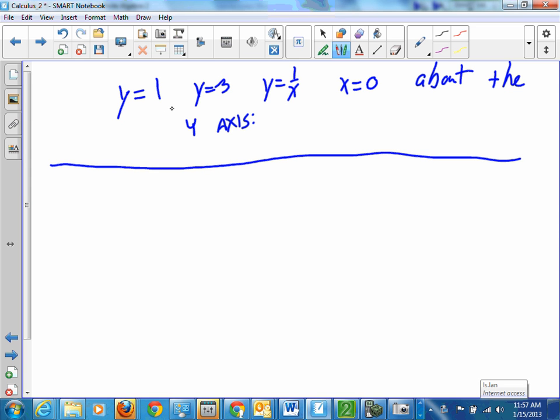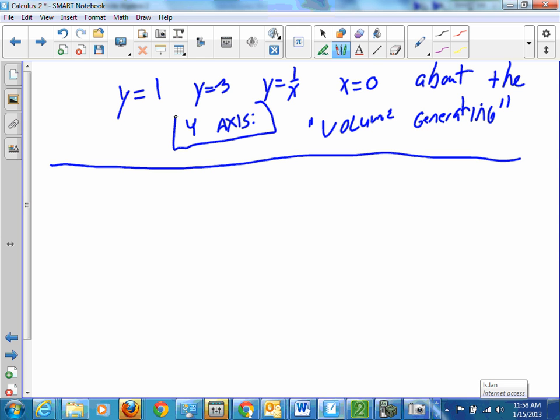All right, so we're going to try to graph this and see what the volume is. This is a volume problem, a volume that is generated by rotating. In this particular case, this is going to be the first one that we're going to try to rotate, not about the x-axis, but about the y-axis.